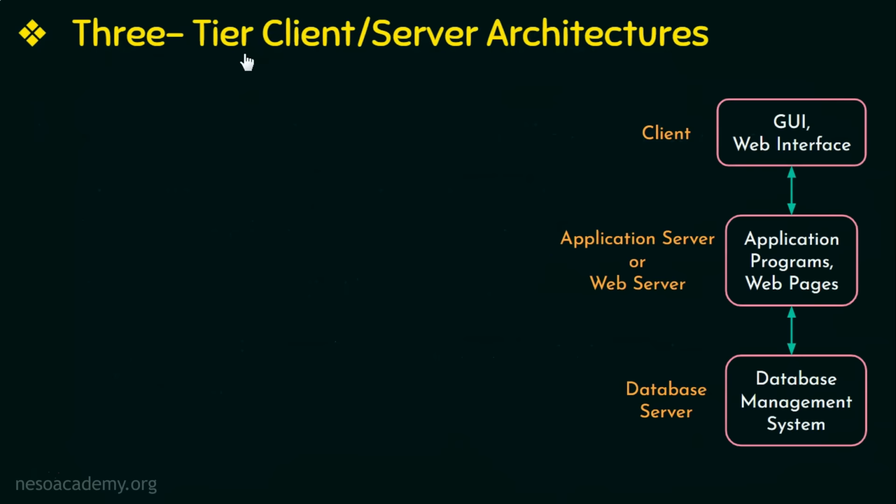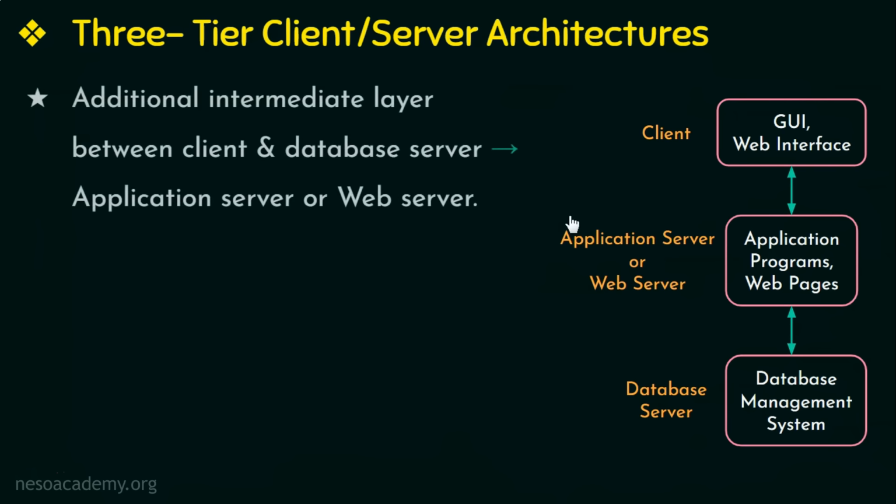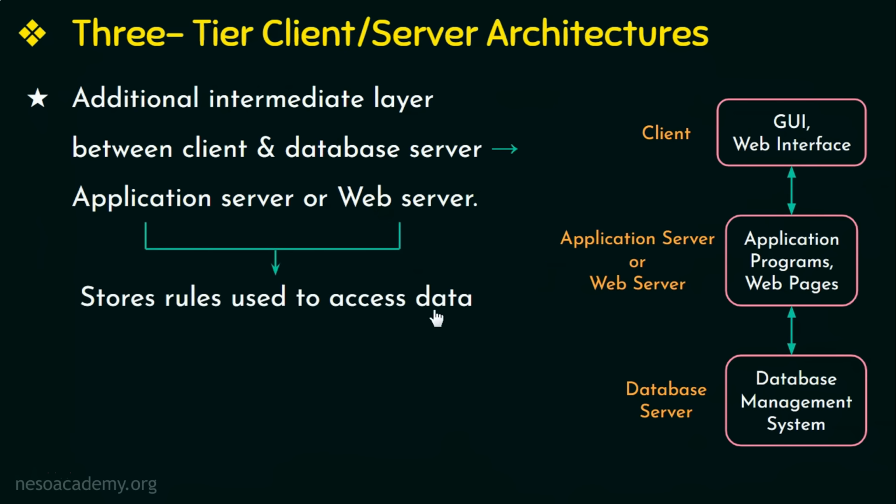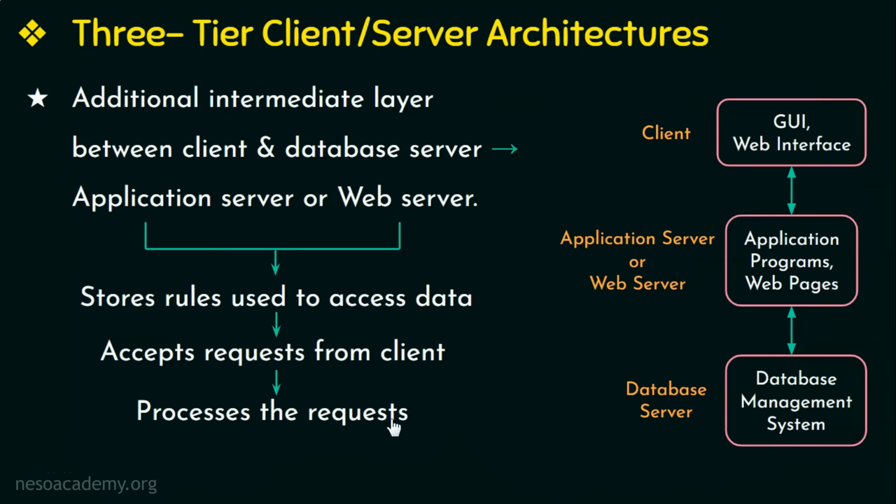Next, let us look at the three-tier client-server architectures. Many web applications use this three-tier architecture, and it is called a three-tier architecture because it has an additional intermediate layer between the client and the database server. The intermediate layer is sometimes called the application server or sometimes the web server, based on the application. Now, this application server or web server stores rules used to access data from the database server. This intermediate layer accepts requests from the client, processes the requests, and sends database commands to the database server.